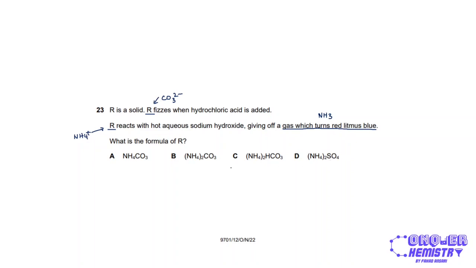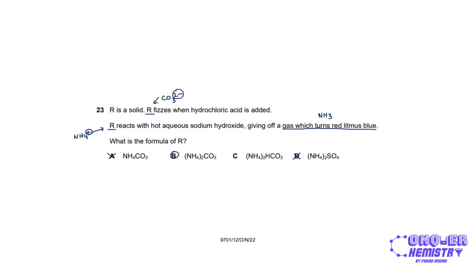So now over here we have multiple options. It's not going to be D because that is sulfate. It's not going to be A because this is the incorrect formula. You have to balance the positive charge of ammonium with the 2 negative charge of carbonate. So it has to be option B over here.